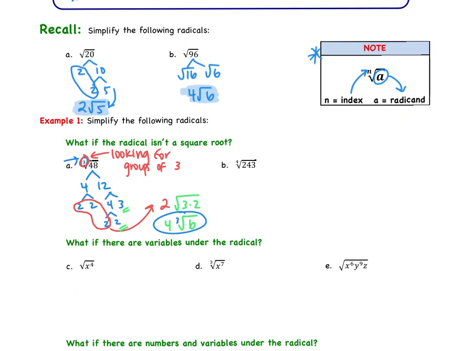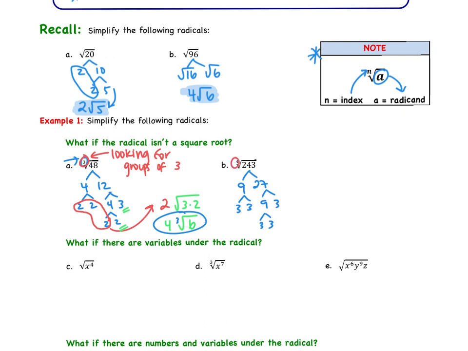Whatever the index is always tells us how many we need in a group. So if we look at B, we have the 4th root of 243. So now we're looking for groups of 4. Okay, so I've got to figure out what goes into 243. Well, I know that 9 does, and it's 9 times 27. So then I have 3 and 3. This is 9 times 3, and 3 and 3.